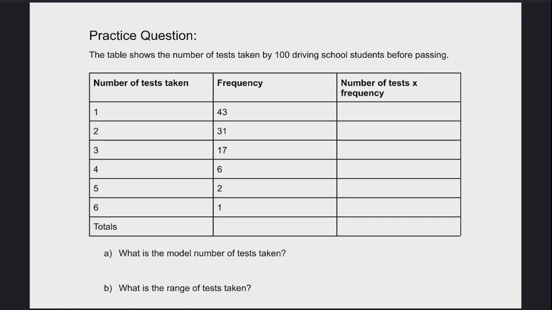So the table shows the number of tests taken by 100 driving school students before passing. So already we've been told, well, there's 100 tests, so the total frequency is going to be 100. Okay, so the modal number of tests. So the modal number is the number of tests taken that occurs with the most frequency. So 43 is going to be our highest frequency. So the modal number is going to be 1 test.